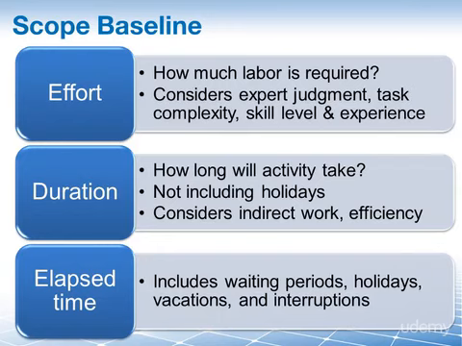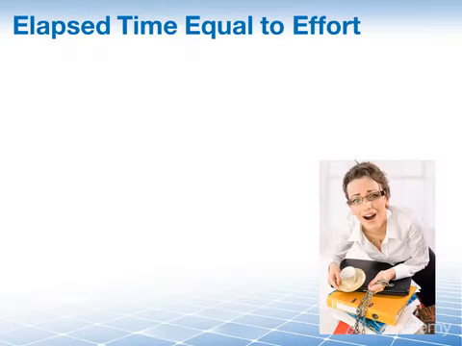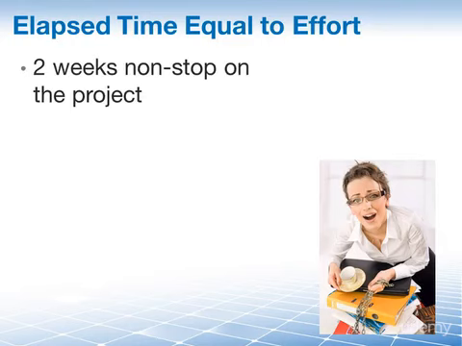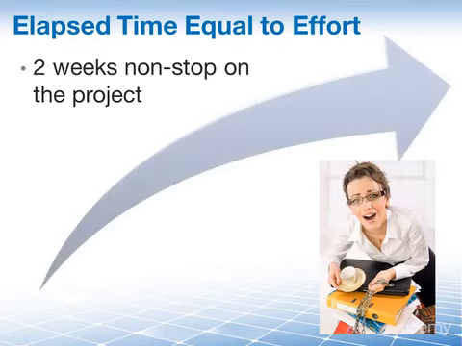So this is how effort, duration, and also elapsed time are related to each other. In our earlier example, our designer told us that it would take her 80 hours to complete a particular task, but you should further probe your designer and ask, well, by 80 hours, do you mean that this is going to be 2 weeks of non-stop working effort, or is it going to be 2 weeks of working effort over a period of 4 weeks of elapsed time?